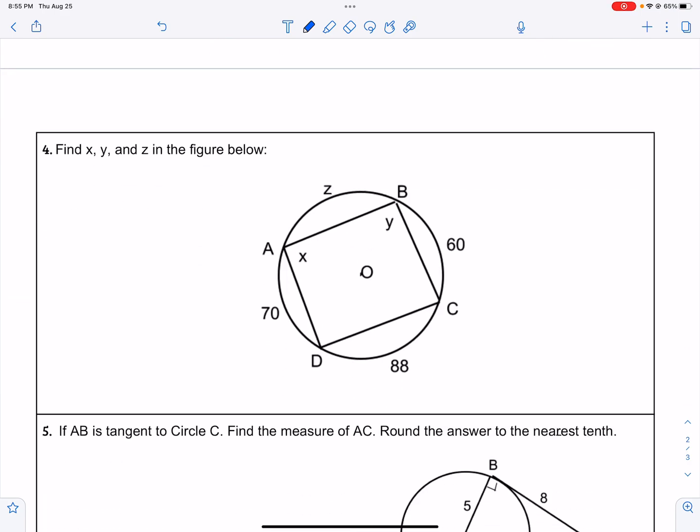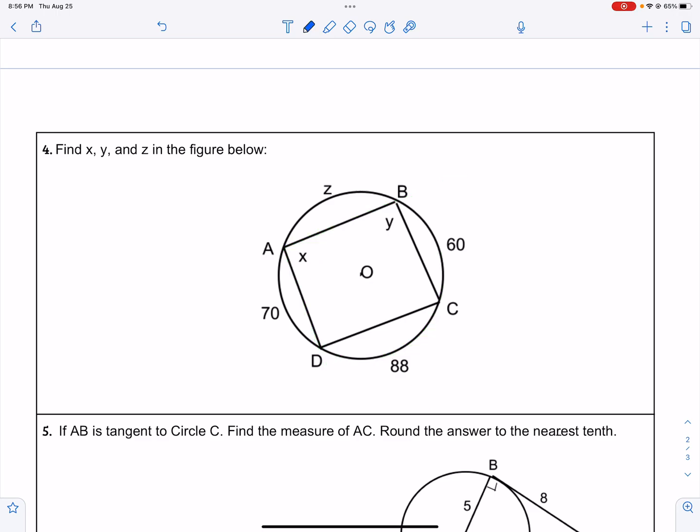It says find x, y, and z in the figure below. So I see in my figure below I've got an inscribed quadrilateral. So I know that opposite angles in that inscribed quadrilateral are supplementary. And I know that the rules with inscribed angles still apply, so I can use that to help figure some things out. So let's see. That last angle I highlighted would be helpful. So angle X intercepts arc BCD, and BC is 60 and CD is 88.